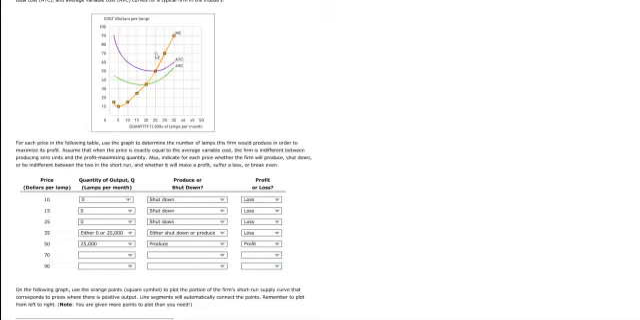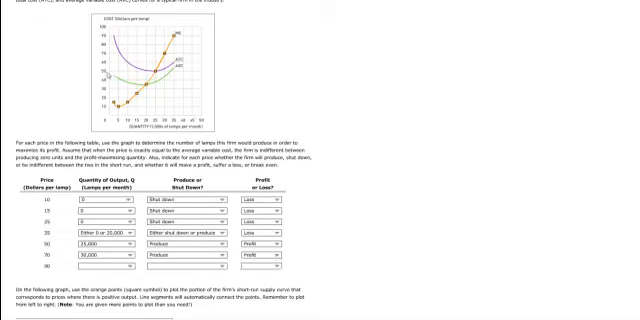At a price of $70, as you follow this over, you're well above your average total cost curve, so you will be producing 30,000 light bulbs. You will definitely produce, and you'll be making a profit at that point.